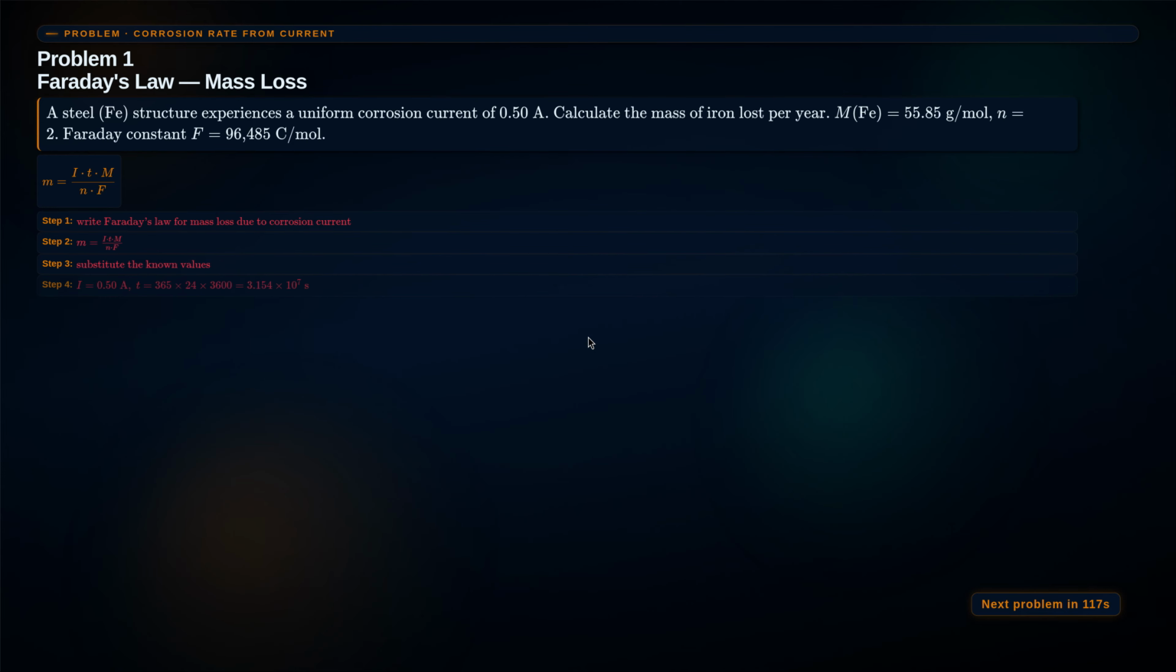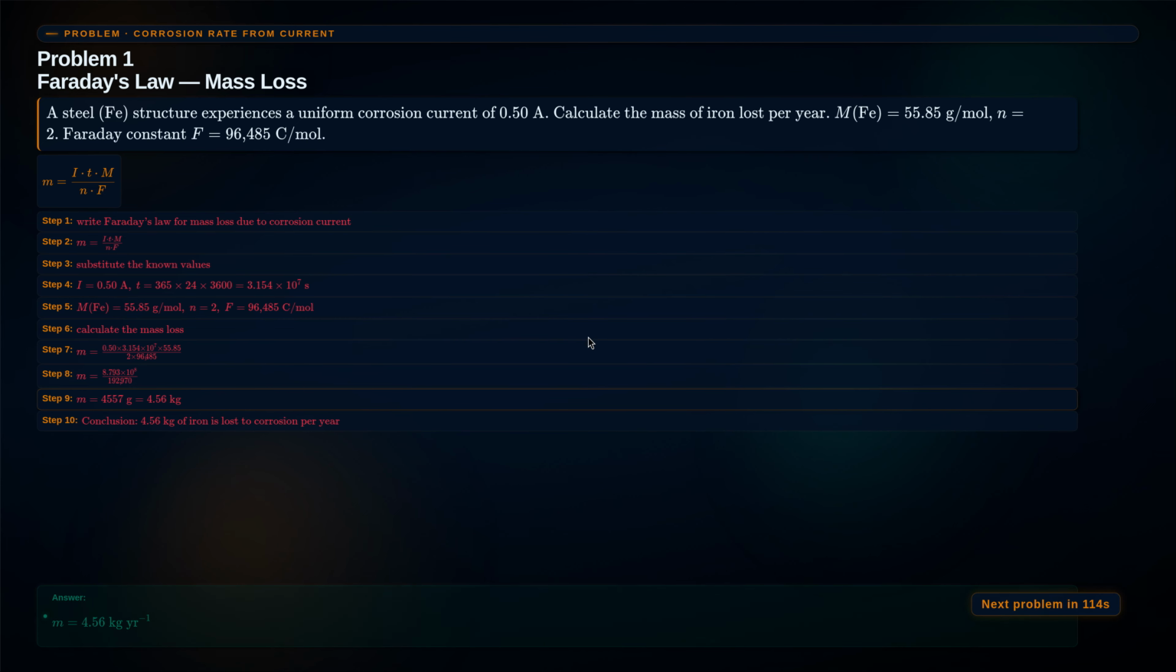Problem 1. Faraday's law mass loss. A steel structure experiences a uniform corrosion current of 0.50 amperes. Calculate the mass of iron lost per year. Step 1. Write Faraday's law for mass loss due to corrosion current. Mass equals I times t times M divided by n times F.